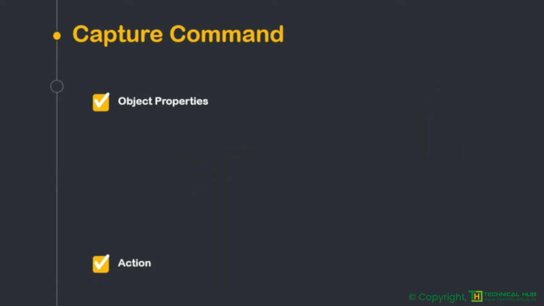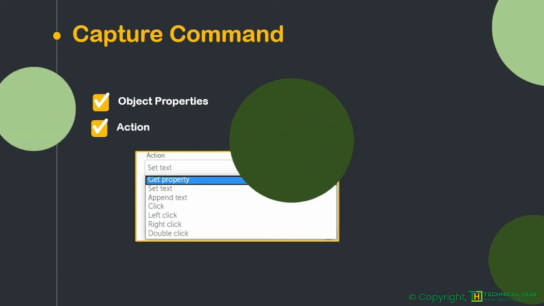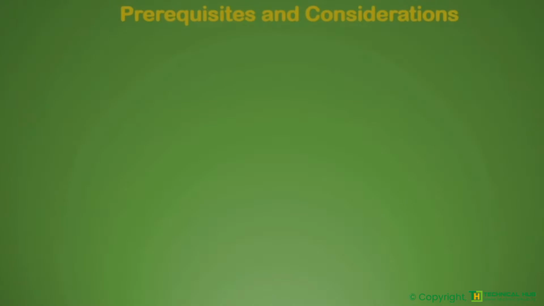Actions. After capturing the object, specify the action for the bot to do to the object at runtime. For example, when you capture a hyperlink, you can select to click the link or to retrieve the link text. When you capture a text box, you can select to get property, set text into the UI object, append text to the end of existing text in the field, click, left click, right click, and double click. Okay, now we are good to go with capture command.